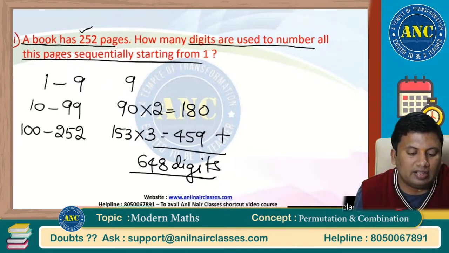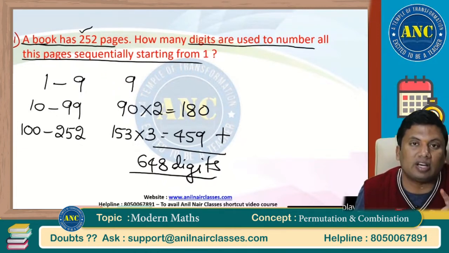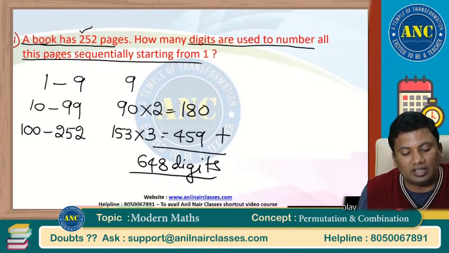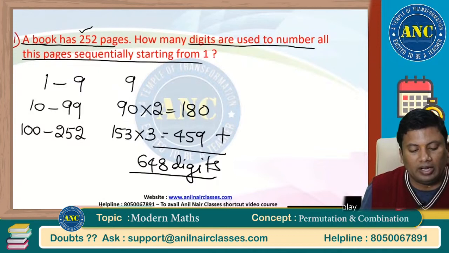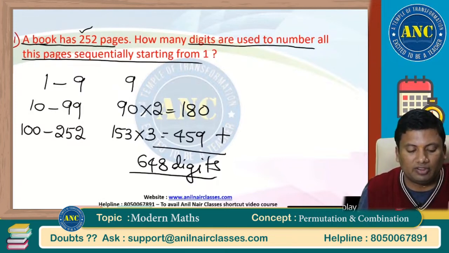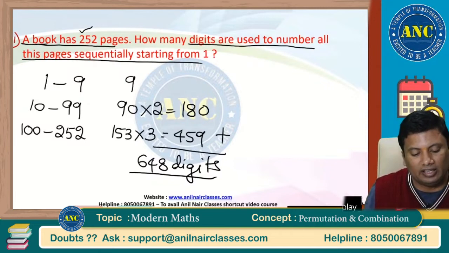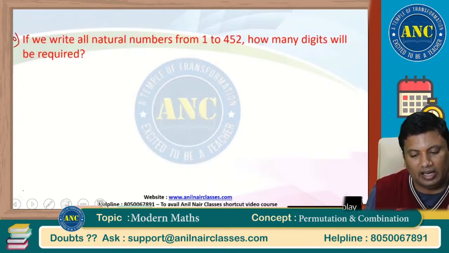1 to 9, there are 9. 10 to 99, 90 numbers are there, every number 2 digits. 100 to 252, 153 numbers are there, every number 3 digits. So 153 into 3 is 459. 459 plus 189, 648 digits.